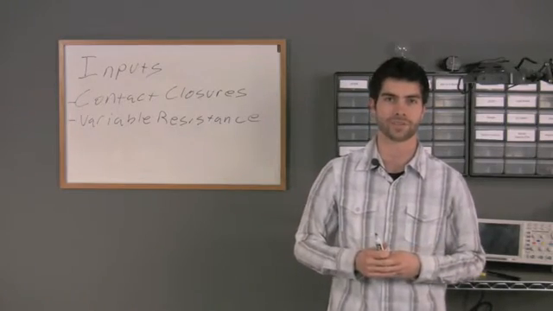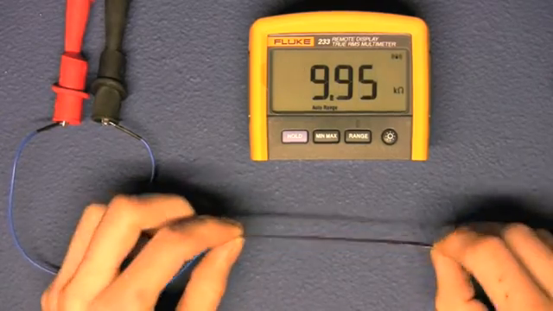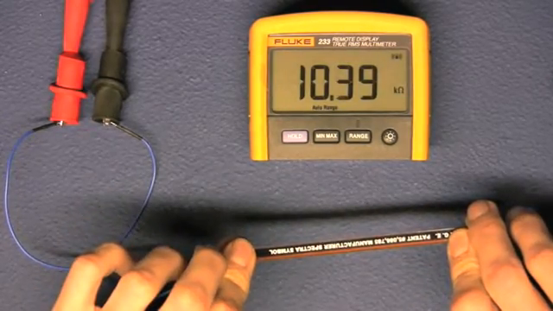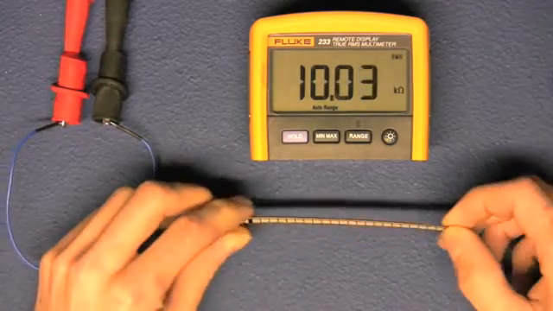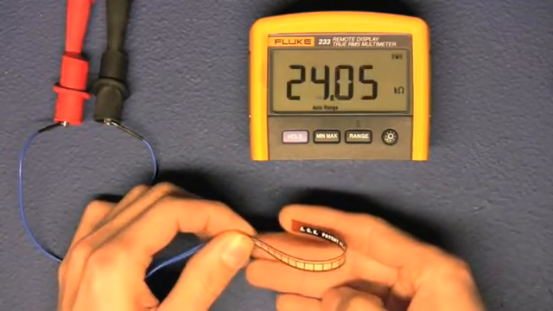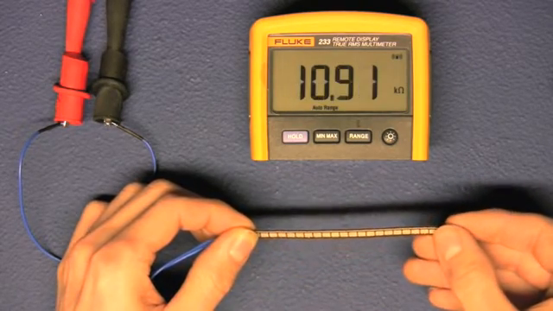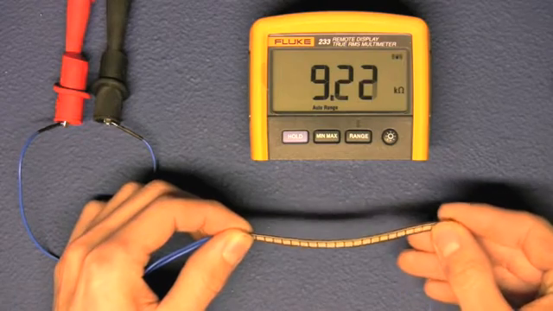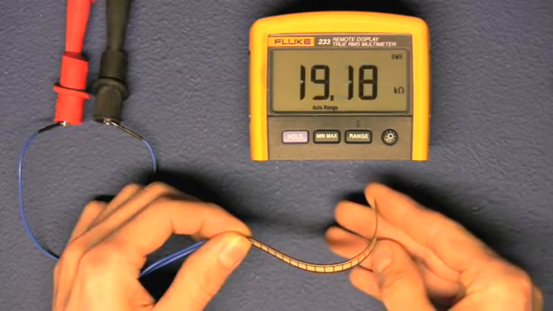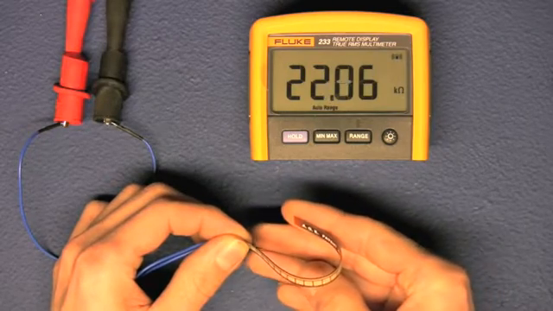So here's that video. In this video, we're going to show you how this variable resistance flex sensor works. We've attached it to a multimeter, and you can read the resistance on the multimeter screen. The further it's flexed, the higher the resistance. When it's straightened out, it's somewhere around 9K. When it's fully flexed, it goes all the way up to somewhere around 22K.